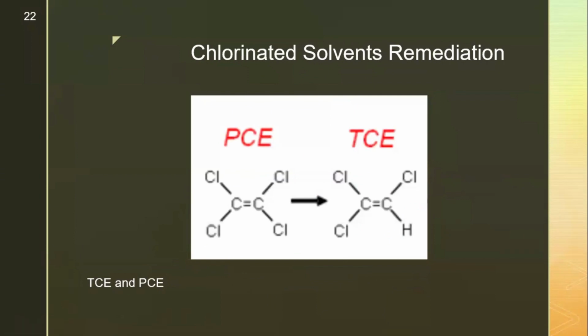This method is also effective for treating sites contaminated with chlorinated solvents like TCE and PCE. These solvents are common industrial pollutants that can persist in groundwater for extended periods, posing risks to human health and the environment. In situ air stripping promotes the volatilization of chlorinated solvents, facilitating their removal from the subsurface and reducing the potential for further contamination.